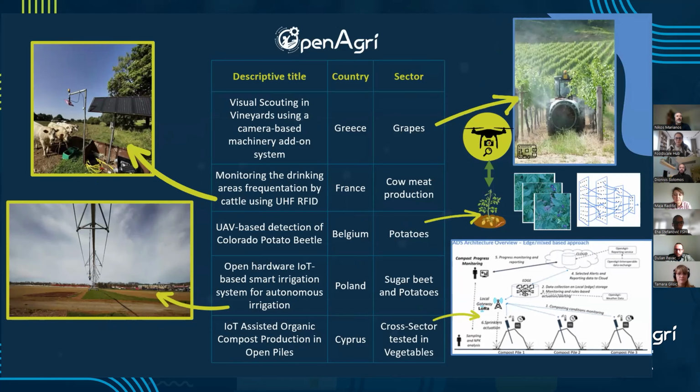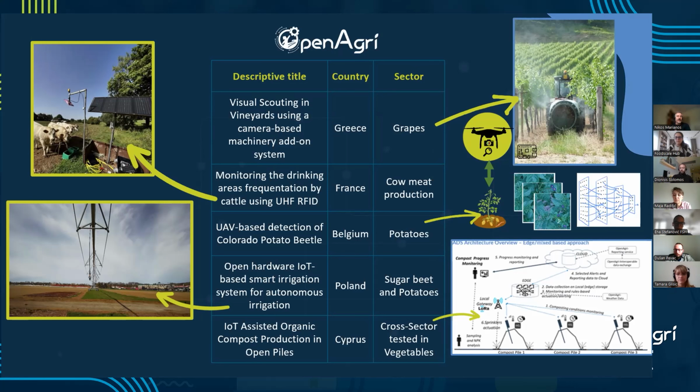This is an overview of the 5 core SIPs of OpenAgri. The first is in Greece, and it focuses on creating a solution for visual scouting in vineyards for pests using a camera-based machinery add-on system. The second sustainable innovation pilot is in France and focuses on monitoring the drinking areas frequentation by cattle using a solution based on UHF RFID.